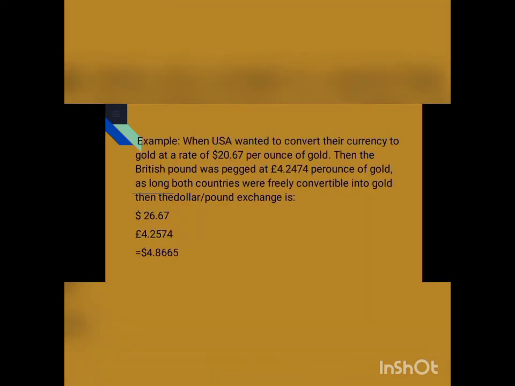For example, when the USA wanted to convert their currency to gold at a rate of $20.67 per ounce of gold, the British pound was pegged at 4.2474 pounds per ounce of gold. As long as both currencies were freely convertible into gold, the dollar-pound rate was 20.67 dollars divided by 4.2474 pounds, which equals 4.8665.